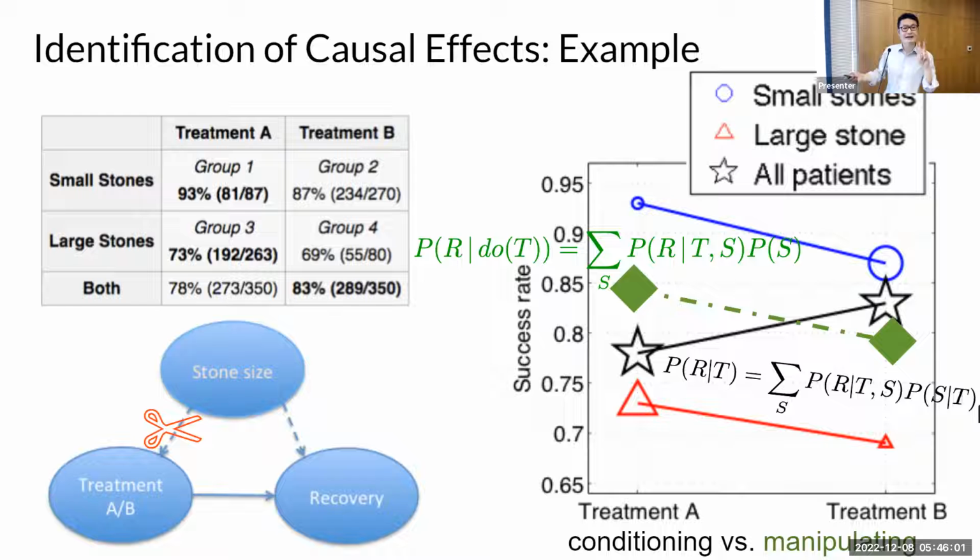Why? Because you have to access two things. First, you have a causal graph. Second, you have some observational data, and then you can see how X influences Y. Okay, so this is the basic setting of identification of causal effects.